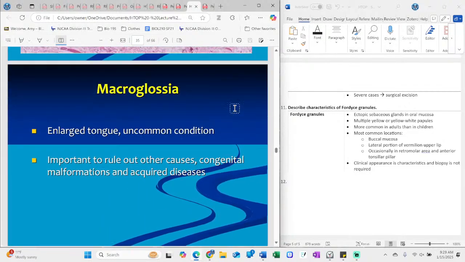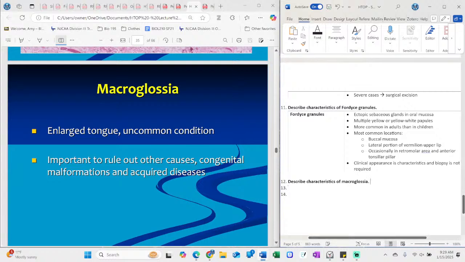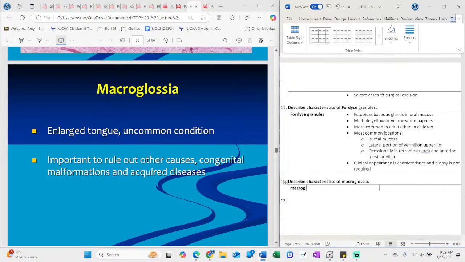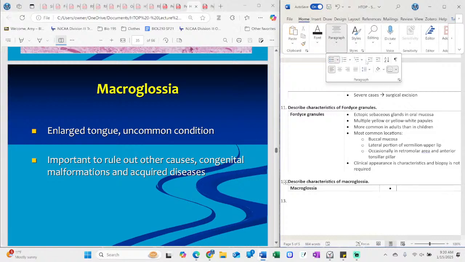Macroglossia, so macro means big, glossia is tongue, so enlarged size of the tongue. There can be different reasons for having macroglossia. There are many congenital conditions that can give rise to enlargement of the tongue. There are many acquired conditions. And the most frequent causes of a large tongue are vascular malformation and muscular hypertrophy.